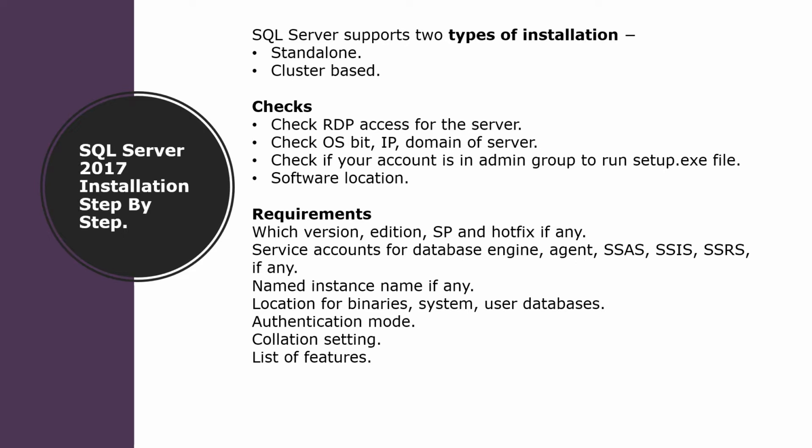Check the RDP access for the server, check the OS bit, whether it is 32-bit or 64-bit, whether it has a valid IP address, and whether the domain of the server is there or not. Check if your account is in the admin group to run the setup.exe file, and the software location where the ISO files are. And the requirements: we have to decide which version and edition of SQL Server has to be installed, what service pack has to be installed after installing SQL Server, and also if any hotfix has to be installed.